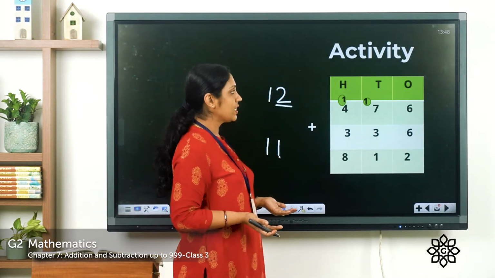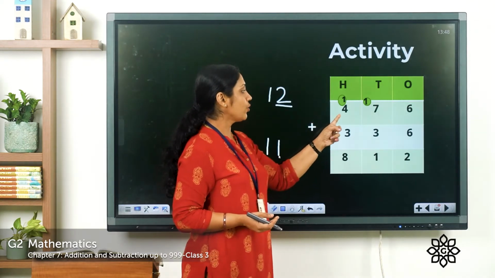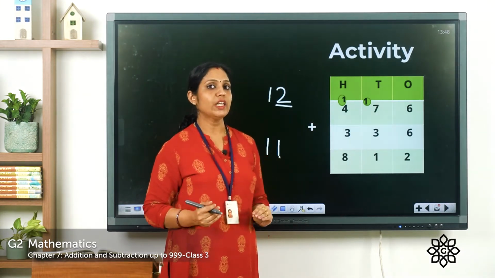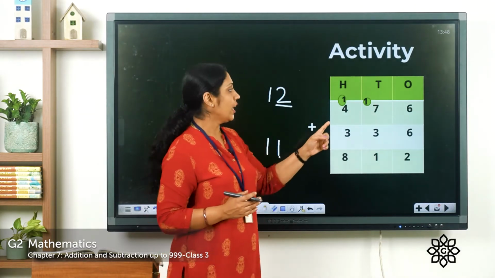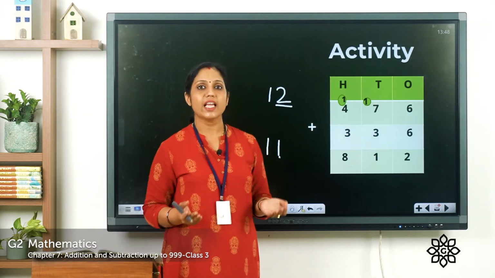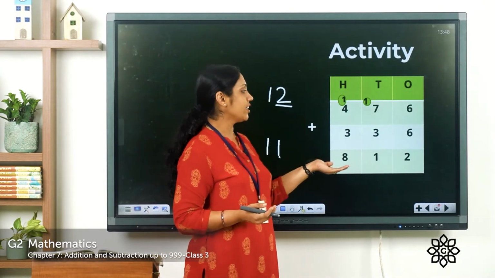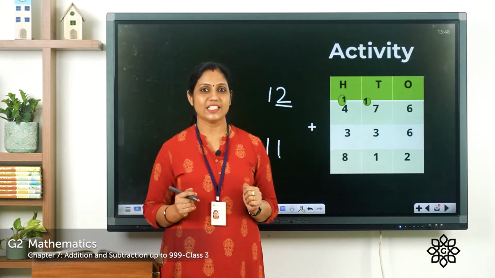Now in the hundreds place we have 1 plus 4 plus 3. So we'll first add 1 plus 4. 1 plus 4 is 5. 5 plus 3 is 8 and we get the answer 812. So hope your answer is correct.